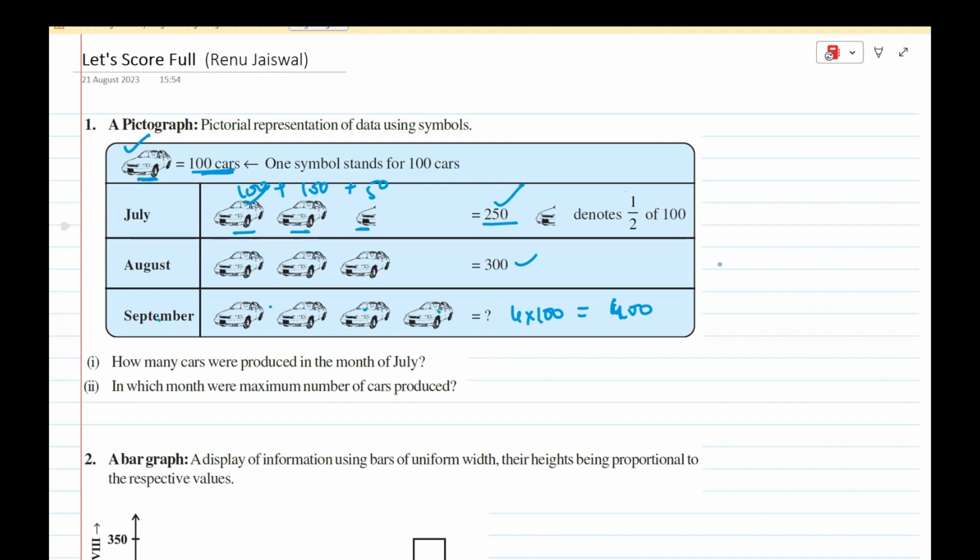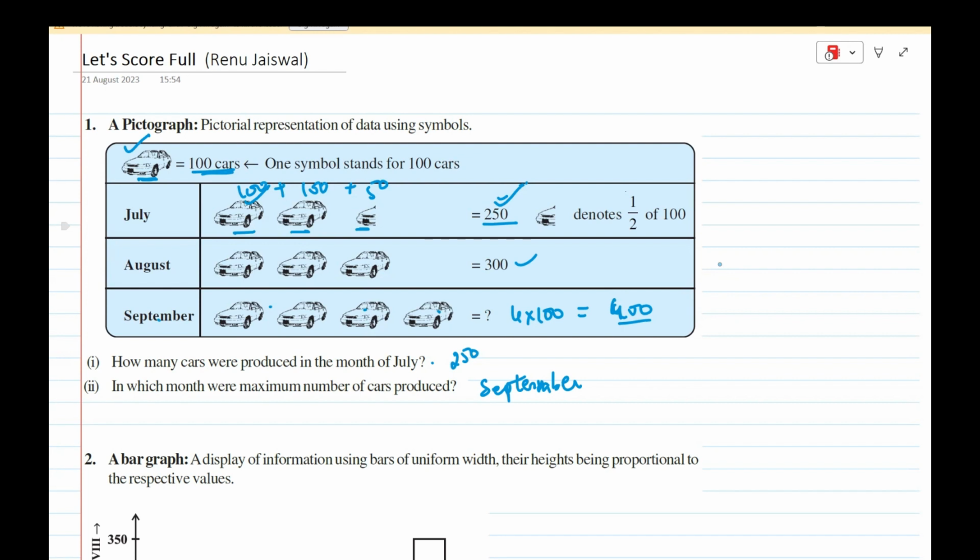On the basis of this, we can answer any kind of questions. Like here, how many cars were produced in the month of July? So it is 250. And then second, in which month was the maximum number of cars produced? So out of these 3 months, the month of September, where the number of cars sold was maximum. Correct? So this is about pictograph, where we represent data using symbols.